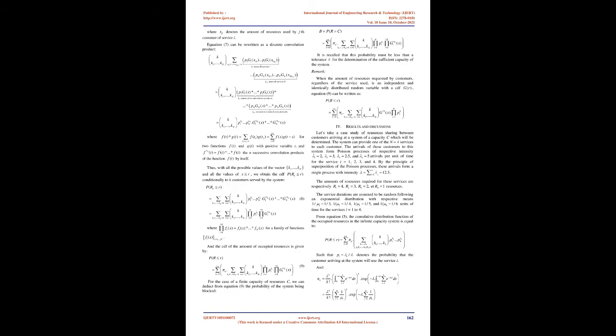Generalization for random amounts of resources requested by customers. This time, we consider that the amounts of resources requested by service i customers are no longer deterministic as in the previous paragraphs. Let's assume that the service i customers request a random amount of resource following a probability distribution with mean. We will denote by F_i the cumulative distribution function of the amount of resources requested by a customer using service i.